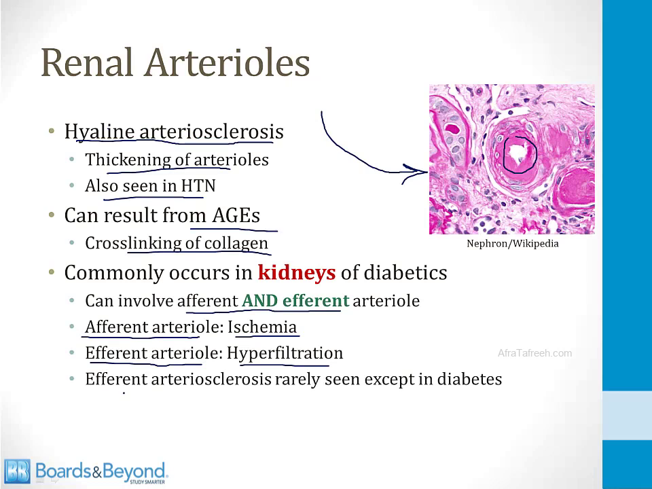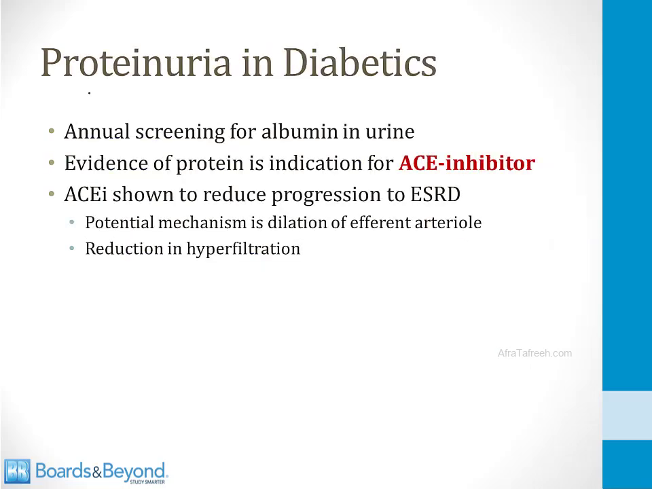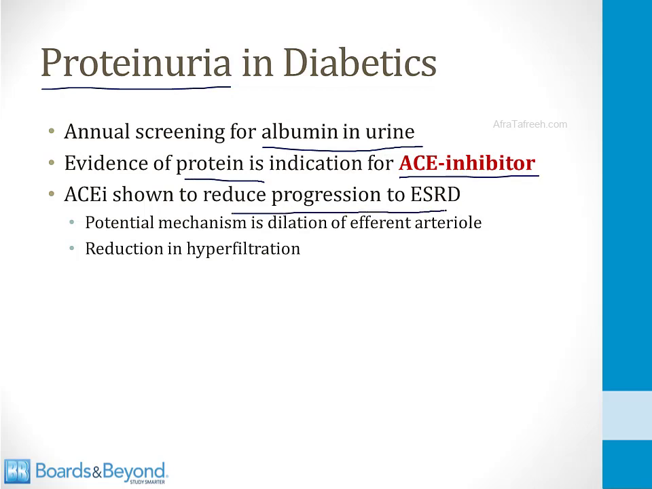And a key point to note here is that efferent arteriosclerosis is rarely seen except in diabetes. That is a relatively unique feature of diabetes, something that is high yield for you to know for your boards. While we're on this topic, let me pause and mention proteinuria in diabetics. Diabetics are screened annually for evidence of albumin in the urine because it is an early indicator of diabetic kidney disease. And there is good clinical trial evidence that protein in the urine is an indication for an ACE inhibitor. ACE inhibitors have been shown to reduce the progression to end-stage renal disease among diabetics.